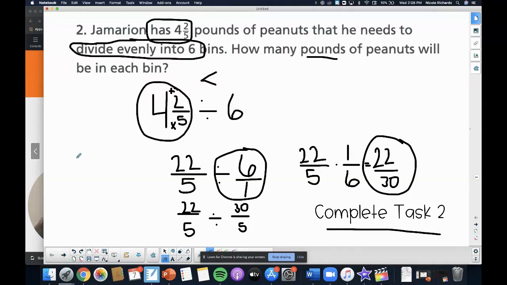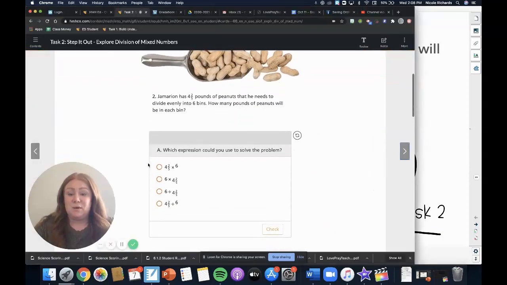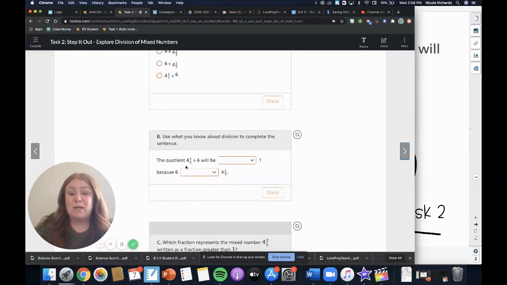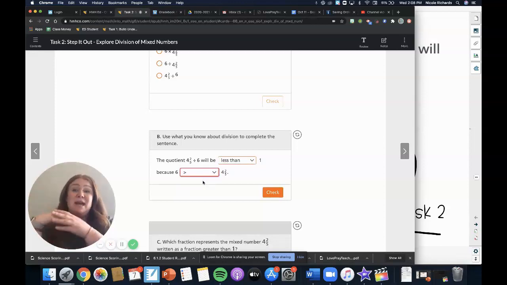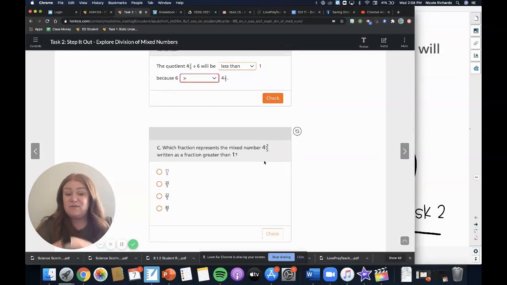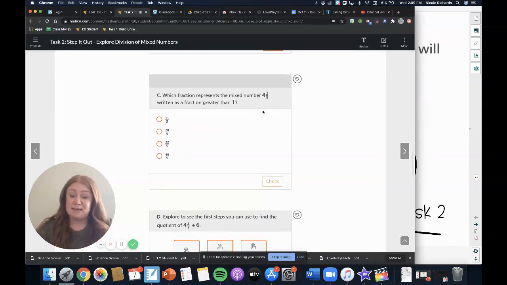So let's go ahead and look at task 2. So see if you can pick the problem that we use to set up this problem here. So we know that the quotient, the answer, was going to be less than 1 because 6 was bigger than what we had. We had more groups than we had pounds, so there's not a whole pound in every bin. So now go ahead and make 4 2/5 into that improper fraction from the mixed number.